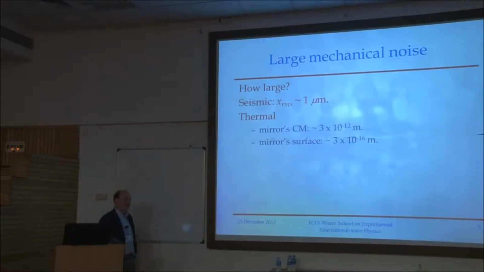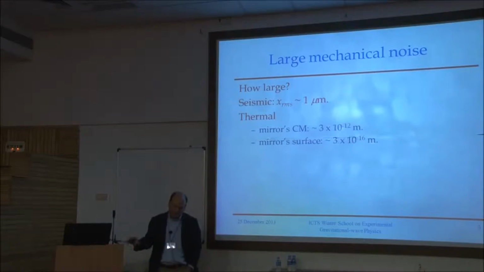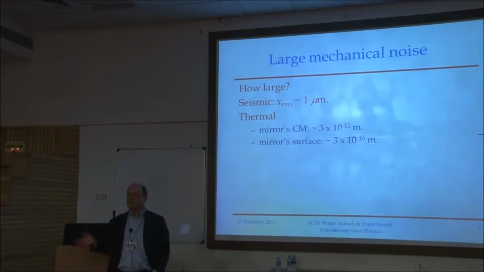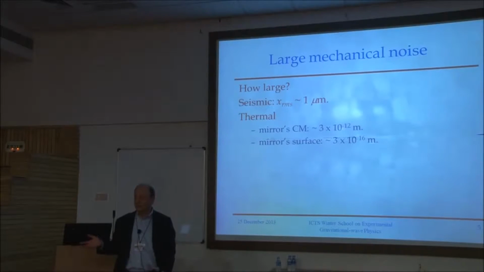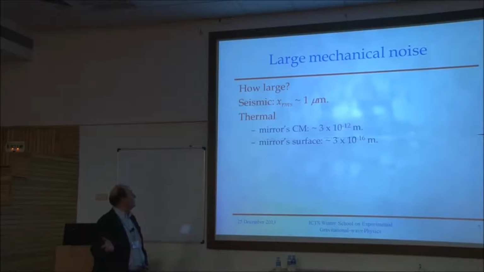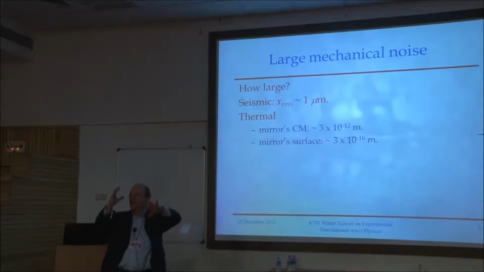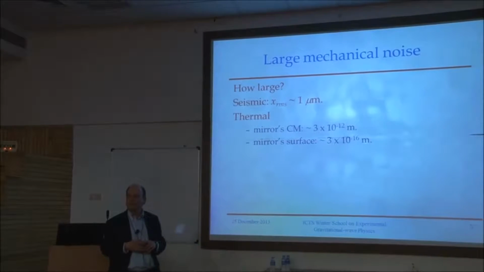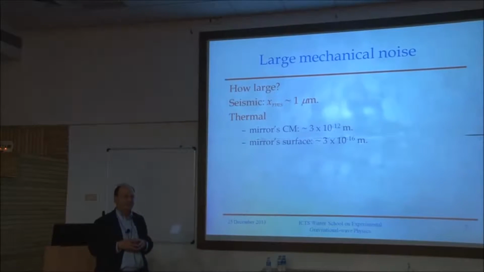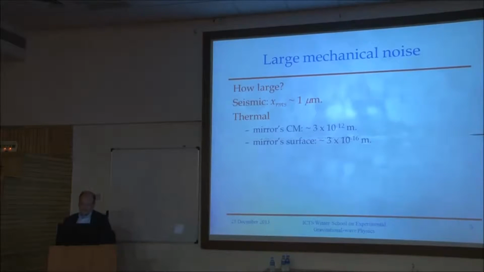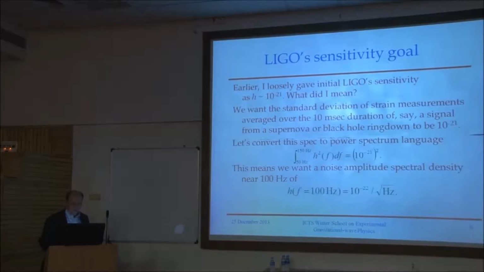Now here's a slide I showed when I was trying to scare everyone. This is one of the noise sources that's big, really big. Seismic noise has an RMS displacement, if you care about things that happen around 1 hertz, of a micrometer. A wavelength of light. That's tremendously large. So clearly we have to do something about it.